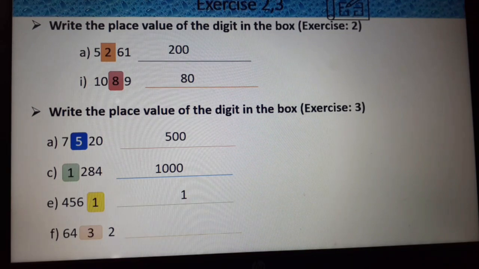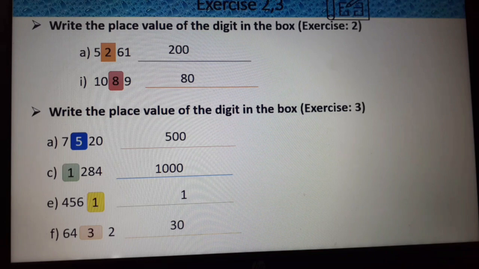Okay, then go for F number. 6432. We have to know the place value of 3. So the digit 3, what is the place value of the 3 digit? Yes, 30. 30. Yes. That's all from today's class.